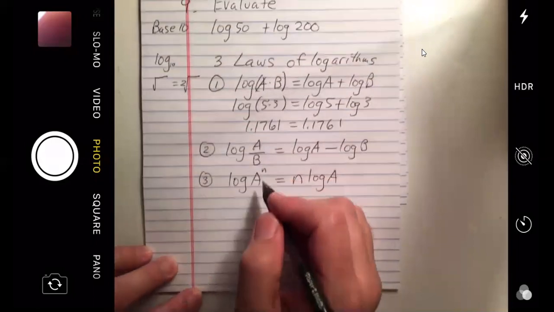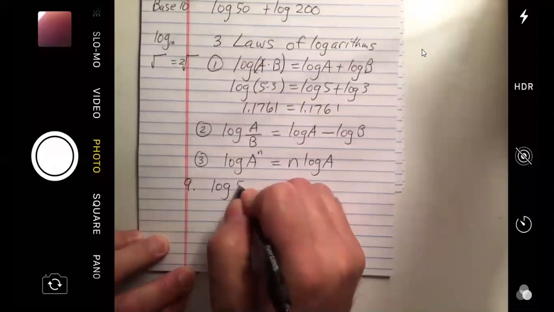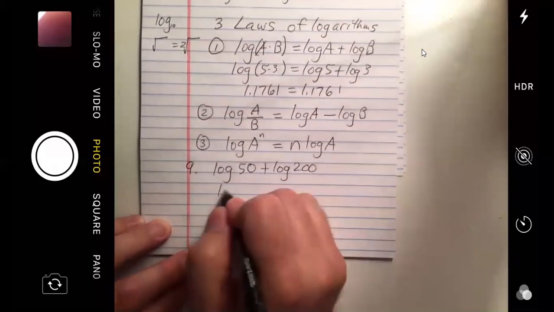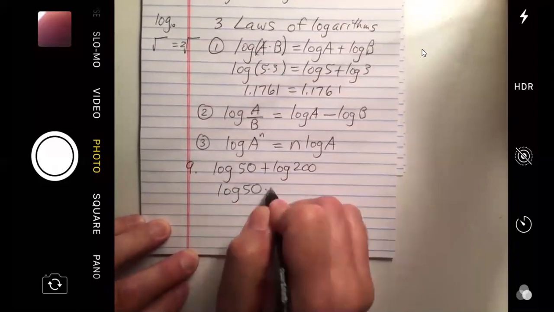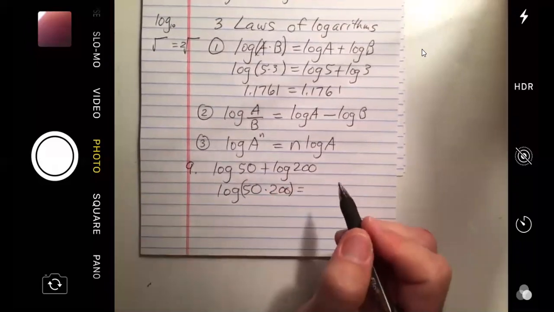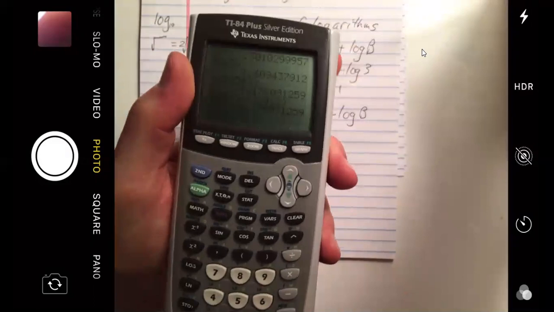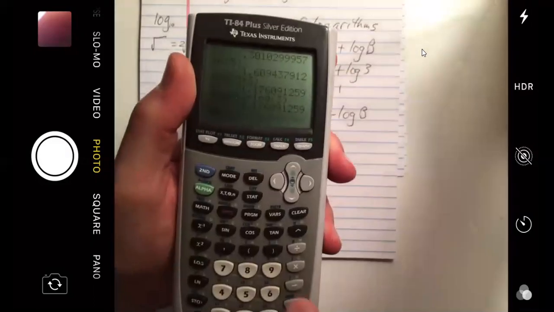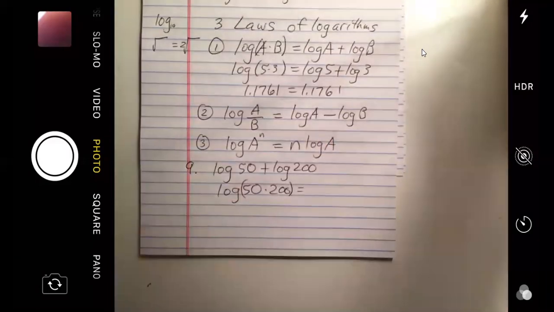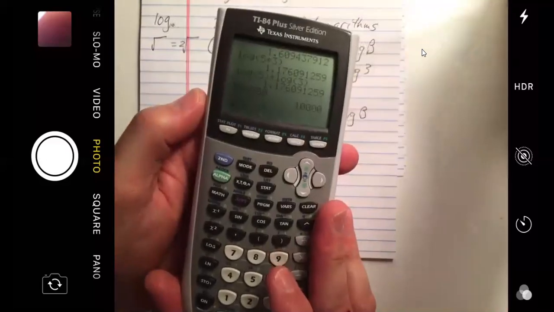So on number 9, I'll rewrite it down here. Log of 50, add log 200. I can write that as log of 50 times 200. Since they're all positive logs, they multiply. 50 times 200 comes up 10,000. See that again, 50 times 200 is 10,000.